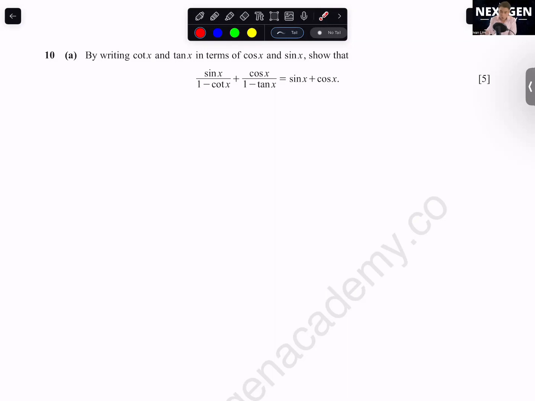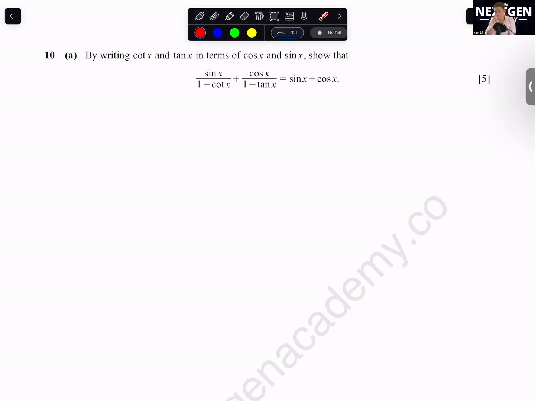Then even until your final step, if you still get stuck, you just write something down, then write a big bracket right there, shown or proven. Just do that, okay? So this is what I want you all to do. All right, so how to do this question here? There are many ways that you can do. I'll show you the way that I do.